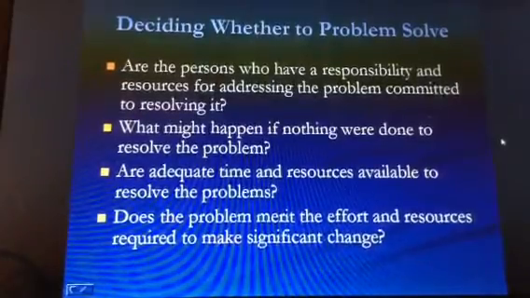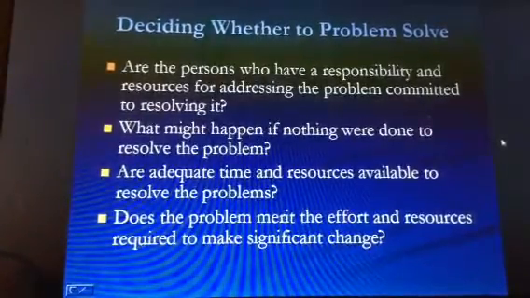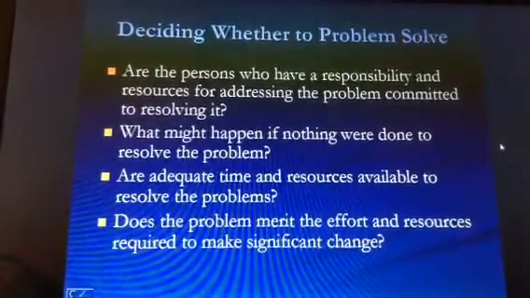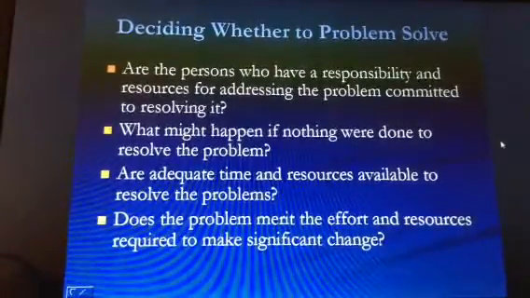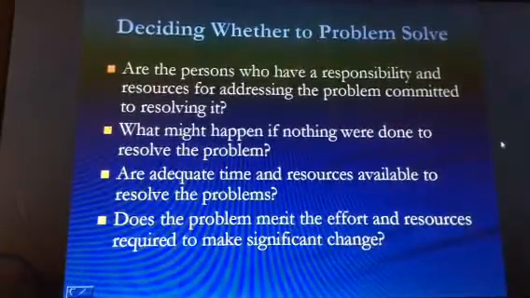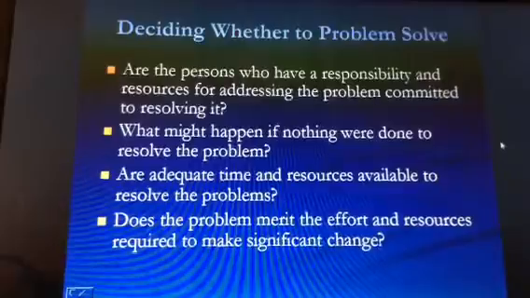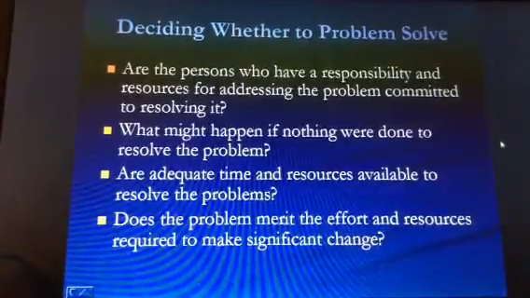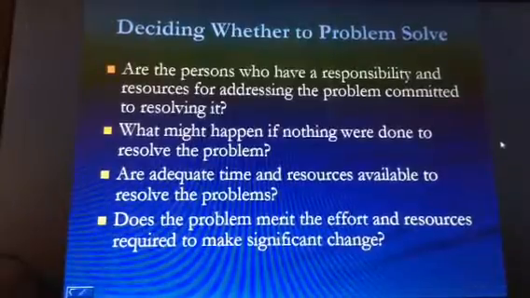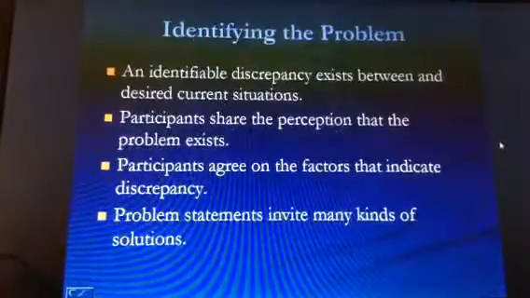Deciding whether to problem solve. First, look at, are the persons who have a responsibility and resources for addressing the problem committed to resolving it? What might happen if nothing were done to resolve the problem? Are adequate times and resources available to resolve the problem? Does the problem merit the effort and resources required to make significant change?